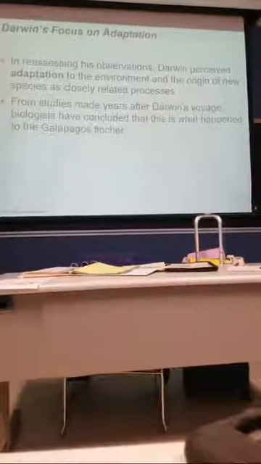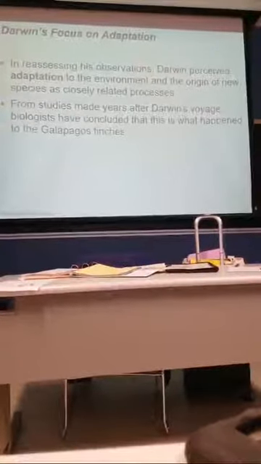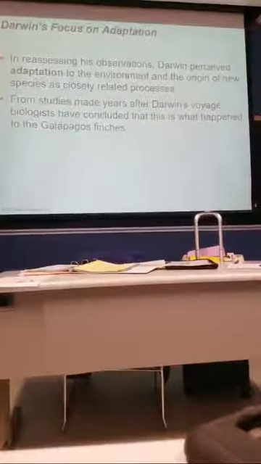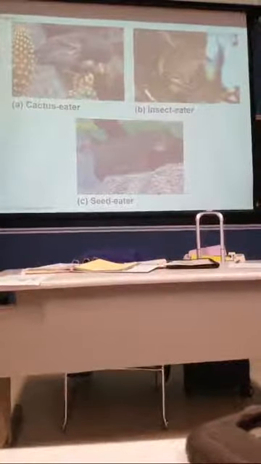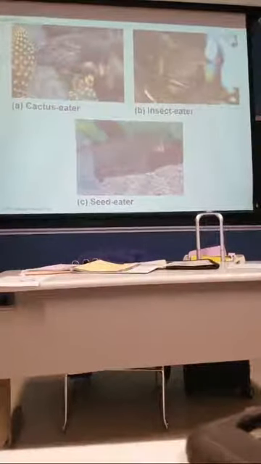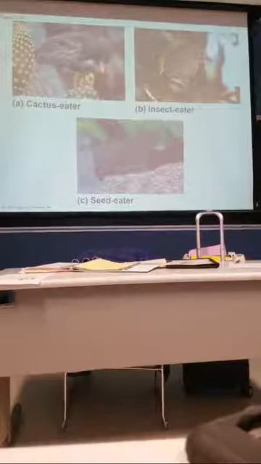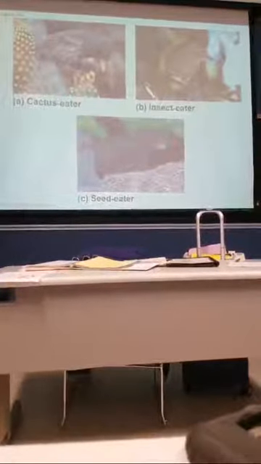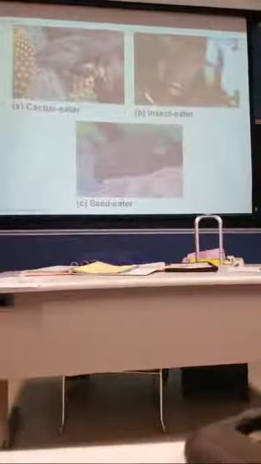So, in reassessing his observations, Darwin perceived adaptation to the environment and the origin of new species as closely related processes. The finches are the main example for his observations and inferences. The finches during his visits, I think this was the Galapagos Islands also, he found that the birds have different length beaks.